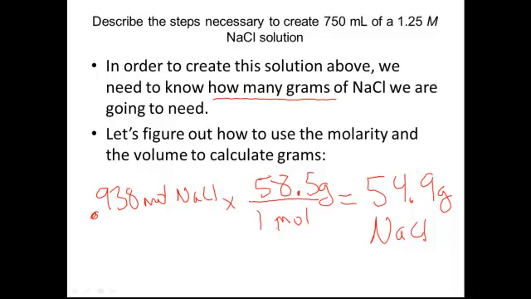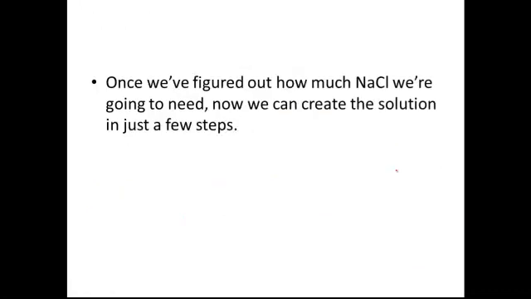Okay, so now I know. That was my math part. That's the quantitative part of solving this solution: what mass of sodium chloride am I going to need for this solution. So once we figured out how much NaCl we're going to need, 54.9, let's write this up here again.